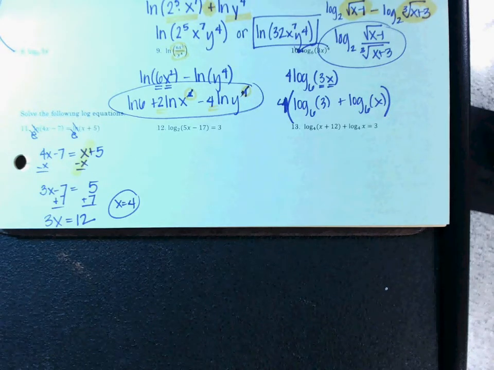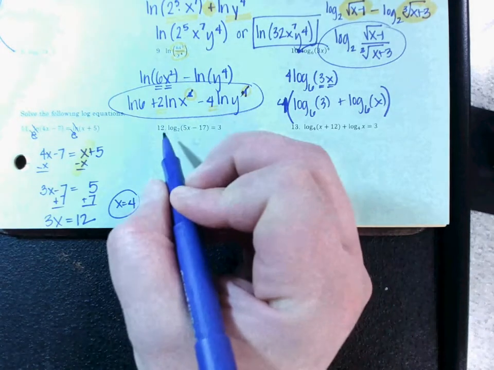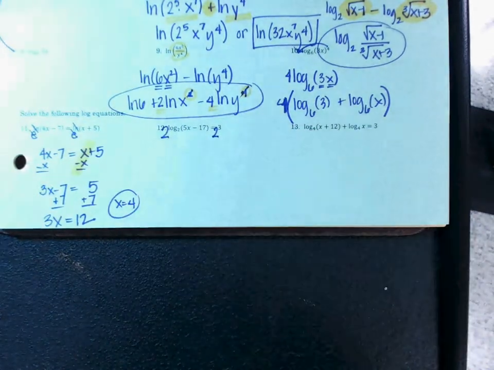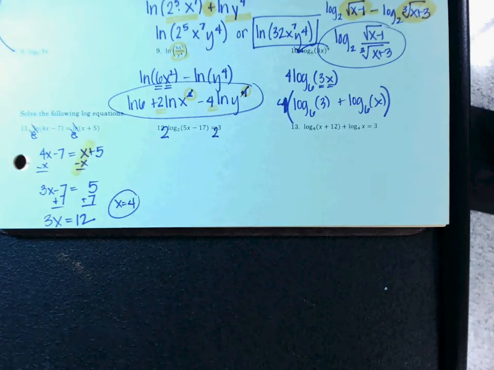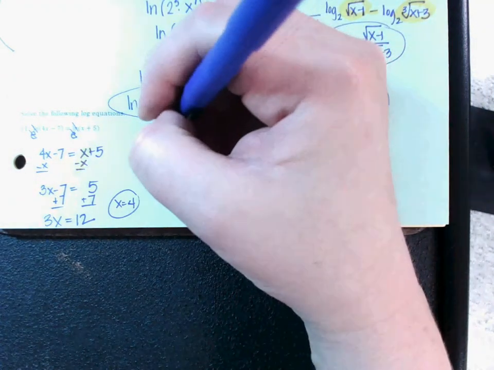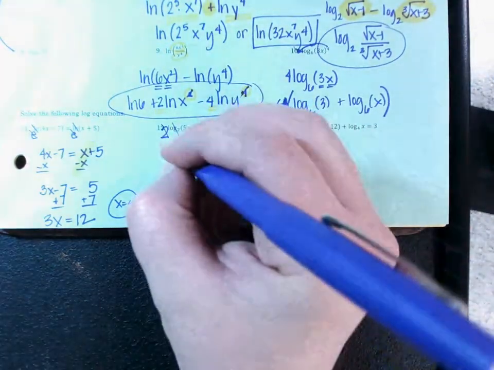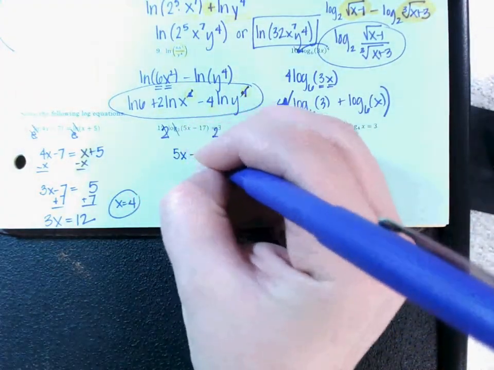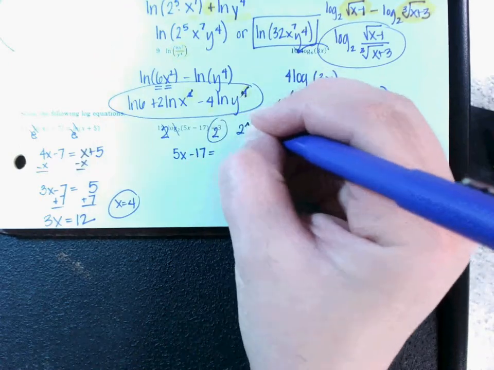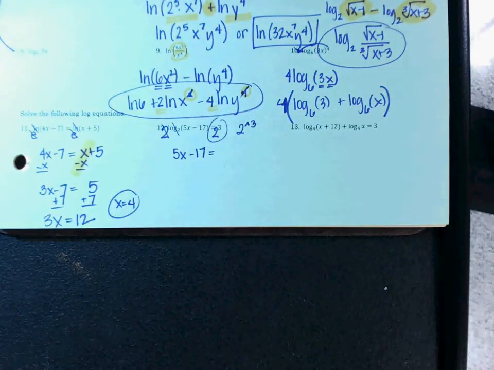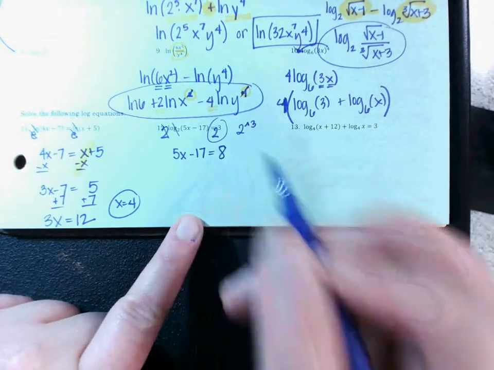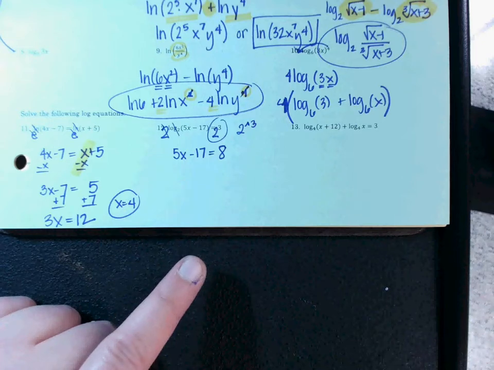Okay. Next one, let's do number 12. I'm not going to do it, but how do you get rid of the log 2? Do you remember? 2 both sides. So you'll 2 this side and 2 that side. And then remember your 2 and your log 2 are going to cross out. And you'll have 5x minus 17 equals 2 to the 3. And you would type that into the calculator. Or if you have your chart, what's 2 to the 3? 8. Okay, and then you just keep solving that one.